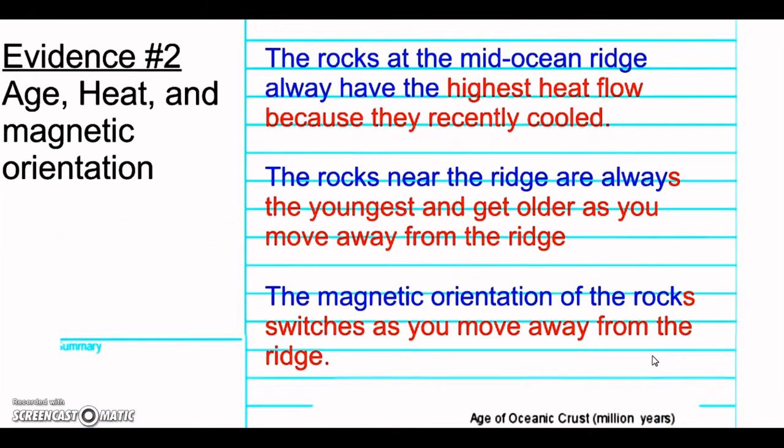Last thing, rocks in the mid-ocean ridge have the highest heat flow because they recently cooled. And so basically the heat is concentrated in the middle because that's where all those hot rocks are cooling. So we're going to go on to the next page here.